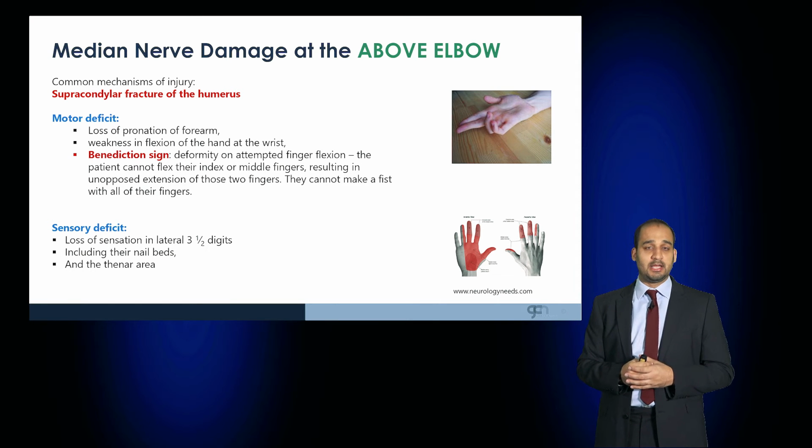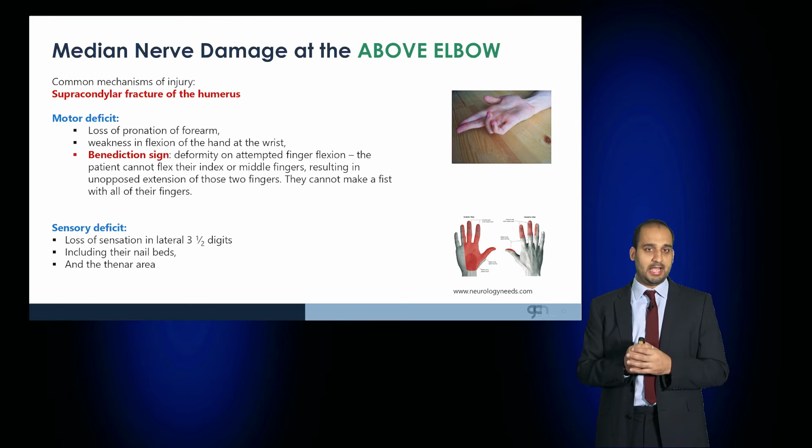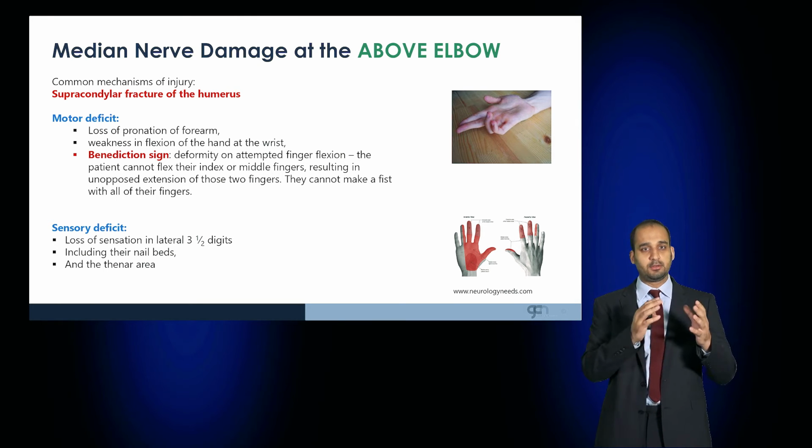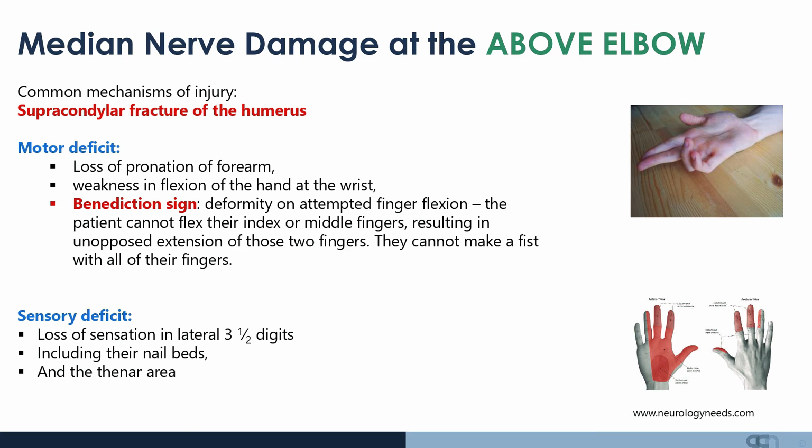Damage to the median nerve can occur above the level of the elbow, at the level of the supracondylar region of the humerus. So a supracondylar fracture of the humerus would damage the median nerve. This would lead to a motor deficit as well as a sensory deficit. The motor deficit would include the loss of pronation of the forearm, as well as weakness in flexion of the hand and the wrist. Not a complete loss of flexion due to additional support from the ulnar nerve.